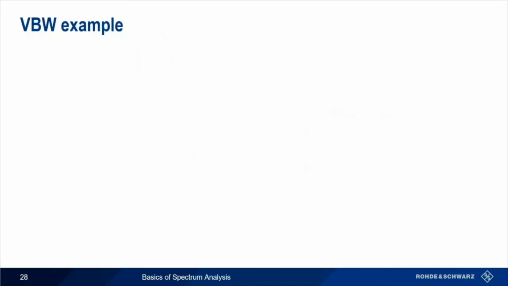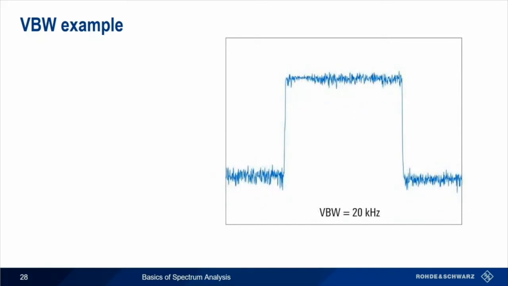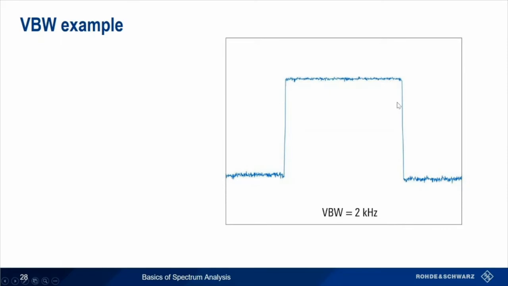So let's look at a video bandwidth example. At a video bandwidth of 200 kilohertz, we can see what looks like a fair amount of noise on our signal. When we lower the video bandwidth down to 20 kilohertz, you can see that the noise starts to look quite a bit better. It's reduced quite a bit. If we take it another step and go down to 2 kilohertz on the video bandwidth, you can see that we've really cleaned up that trace quite a bit.